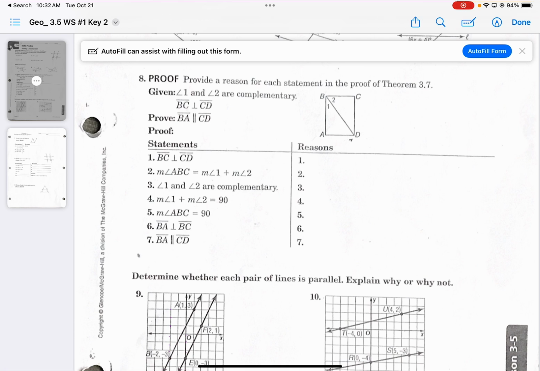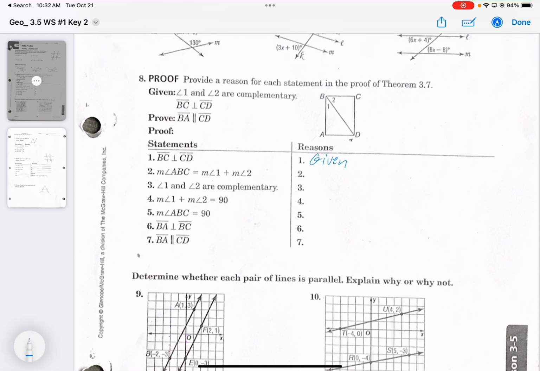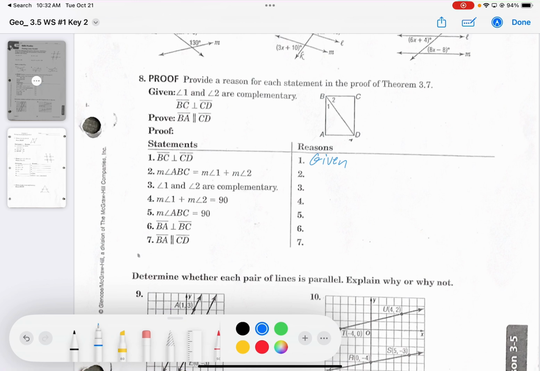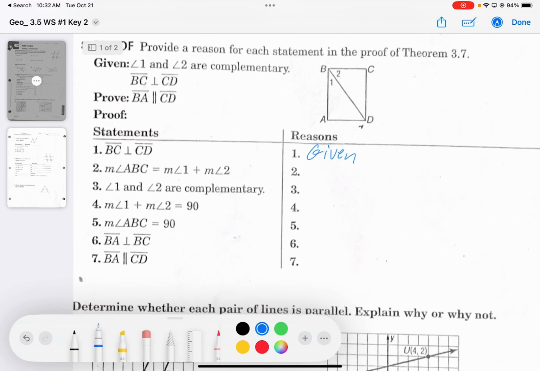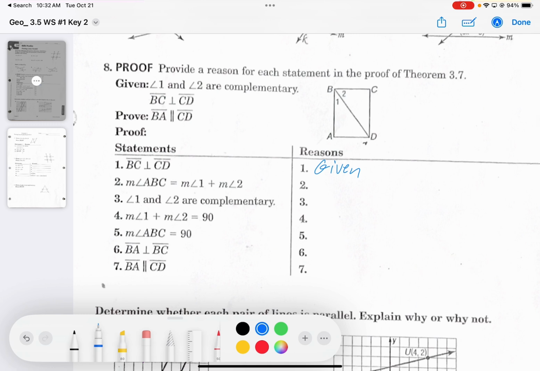All right, what's our first reason? Yeah, so we start off by saying given. Okay. All right, and then it says those lines are perpendicular to each other, and then it doesn't list your second given straight away. Where was your other given at? Yeah, so the third one is also given as well too.